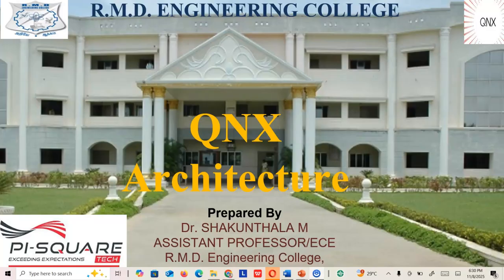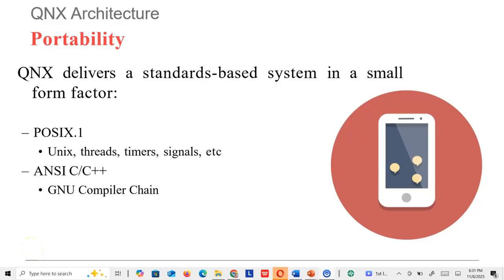By the end of this class, you will be clearly able to understand why companies prefer microkernel architecture for critical embedded systems. About portability, QNX is designed to be highly portable. It follows standards such as POSIX.1 and ANSI C or C++. Because of this, the coding method and API structure is very similar to Unix based programming. This gives a huge advantage because we don't have to rewrite applications completely when moving QNX from one processor platform to another. It supports the GNU compiler chain also.